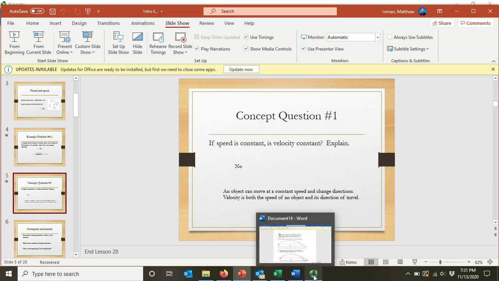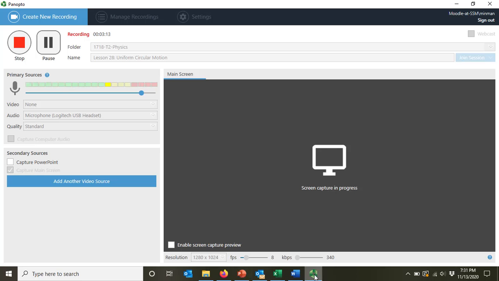So that's a quick introduction to uniform circular motion. Over the next few lessons, we'll look at other concepts like centripetal force and centripetal acceleration and look at how they apply to this concept, or how an object can move at a constant speed yet have a changing velocity.